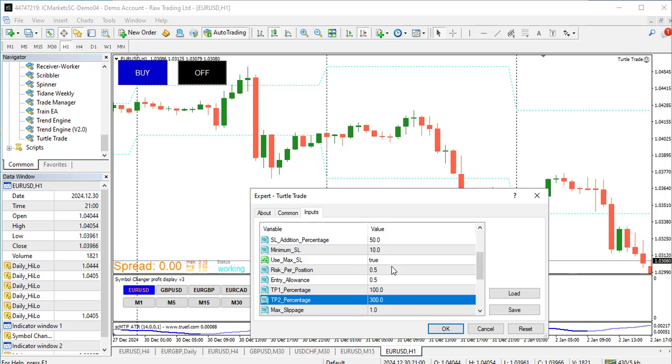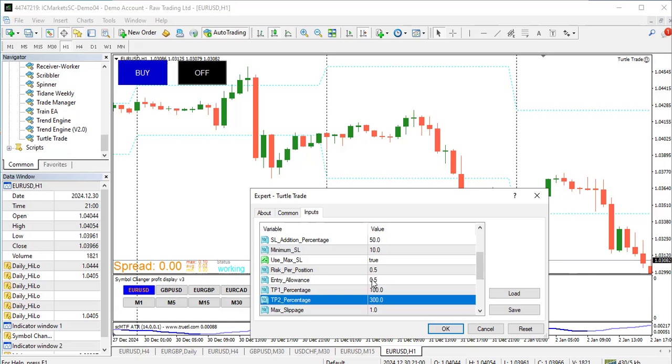Now, risk per position is going to open 2 positions for each trade. So you need to be aware of that. It's going to open 2 positions. So if you set this as 0.5, what you're doing is that you're risking 1% on the trade. You're risking 1% on the trade.